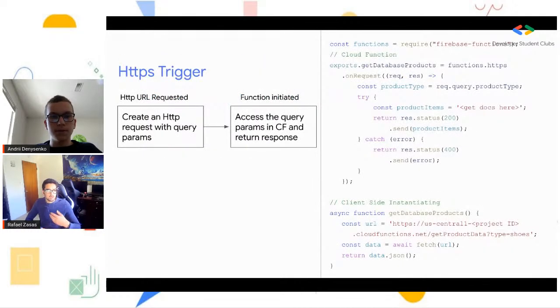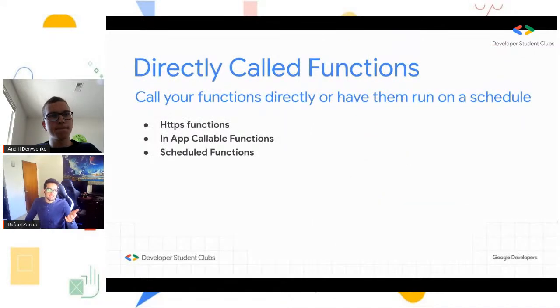So, could we get an example of where we would use the HTTPS trigger instead of an in-app callable function? Yeah, an example that I can think of is a webhook on any third-party API. So let's say every time somebody sends a message on Slack, you want to trigger something within your Firestore. Or maybe you're doing a Slack integration and you want to buy a product through Slack.